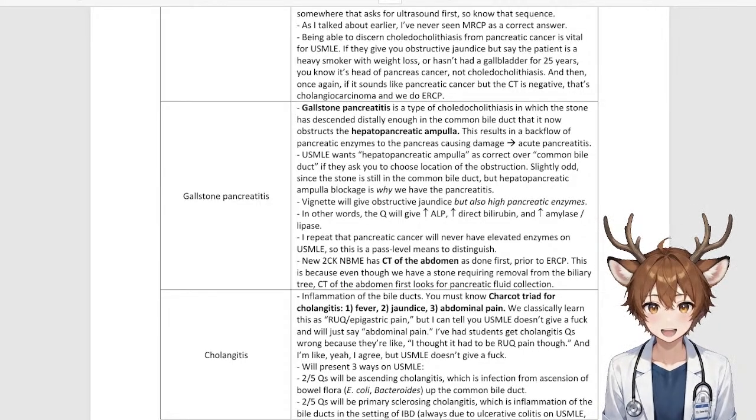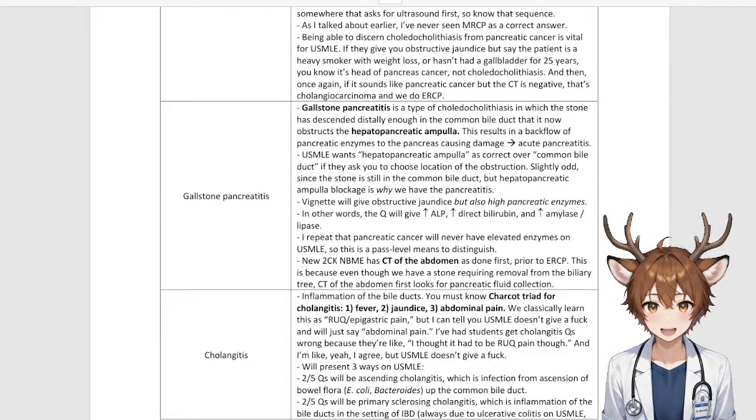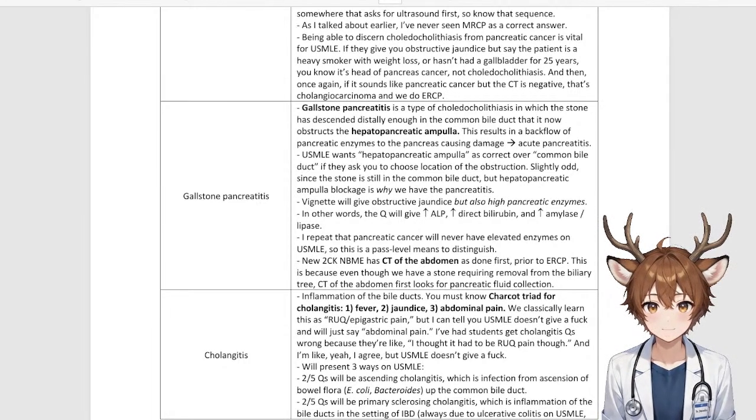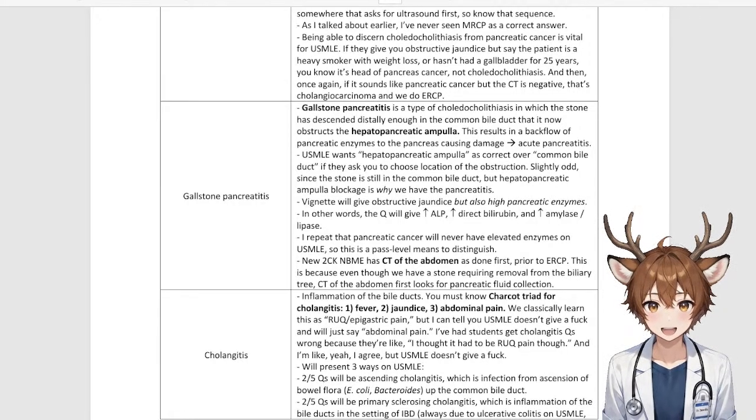A new 2CK NBME has CT of the abdomen done first prior to ERCP. This is because even though we have a stone requiring removal from the biliary tree, CT of the abdomen first looks for the pancreatic fluid collection. So CT would still be first for gallstone pancreatitis.